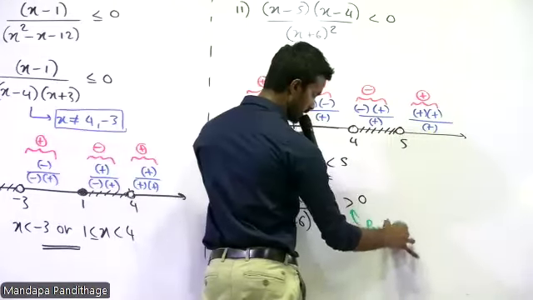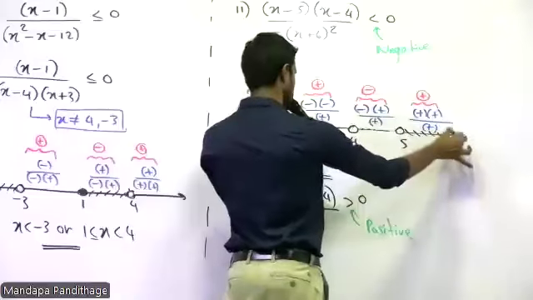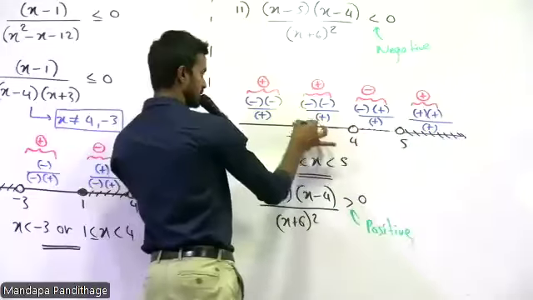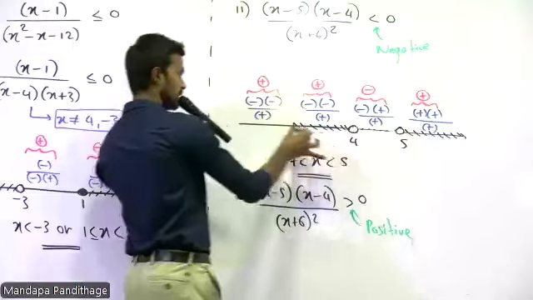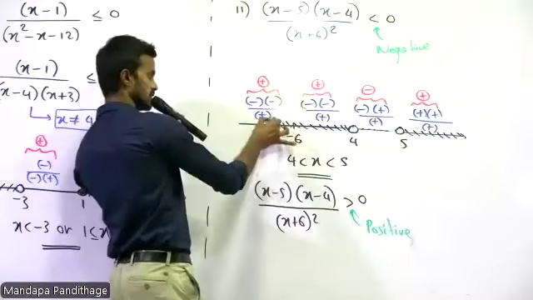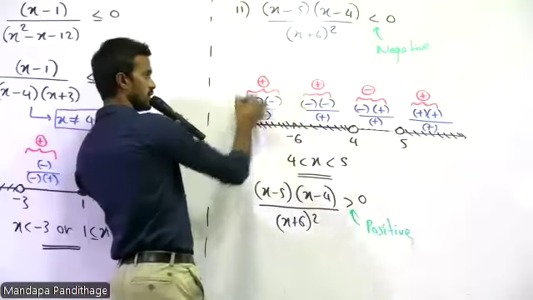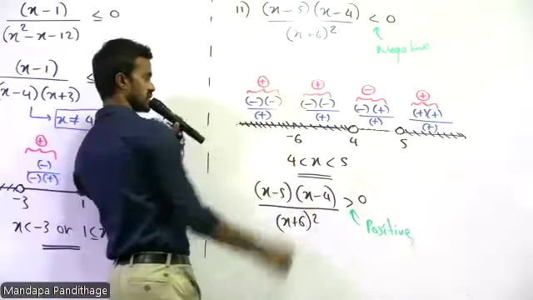So I need you to write the answer if they ask for the region of x where it's positive. If the region is positive, then I'll just erase this one. Now it is clear the region is positive. It's positive in this region, it's positive in this region, and it's positive in this region. Because in all these regions, it's positive.